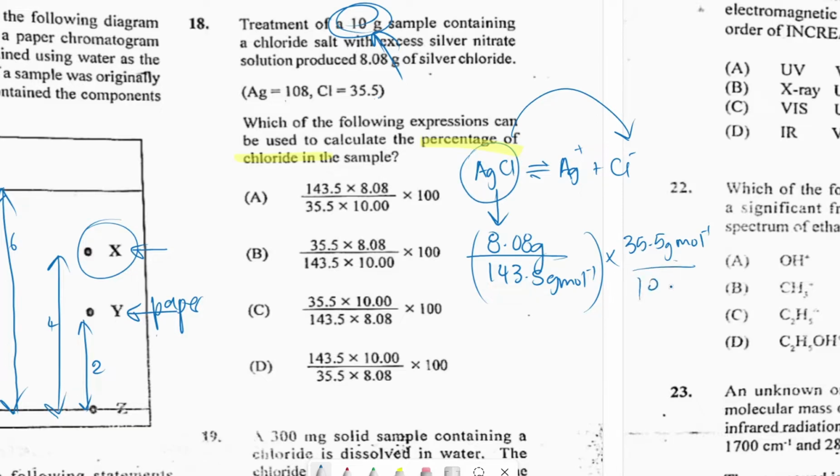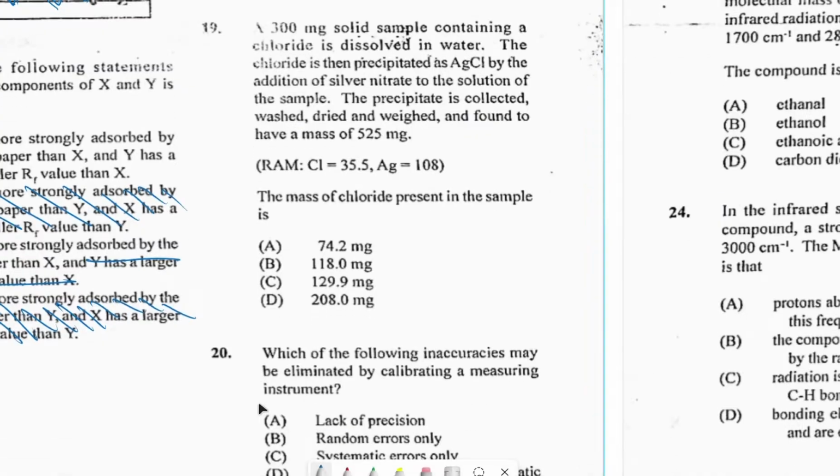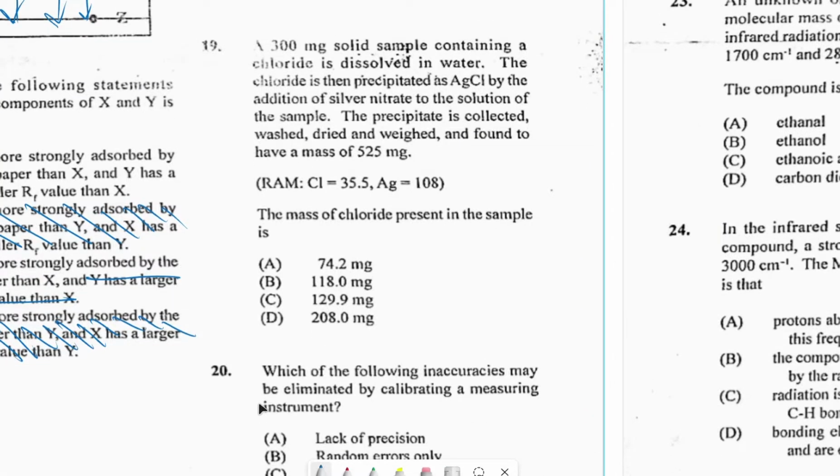So that's how the 10 ended up on the bottom. So far we have 8.08 and 35.5 on top. That's looking like B: 143.5 and the 10 on the bottom, multiplied by 100. So 18 is B. Number 19: a 300 milligram solid sample containing a chloride is dissolved in water.